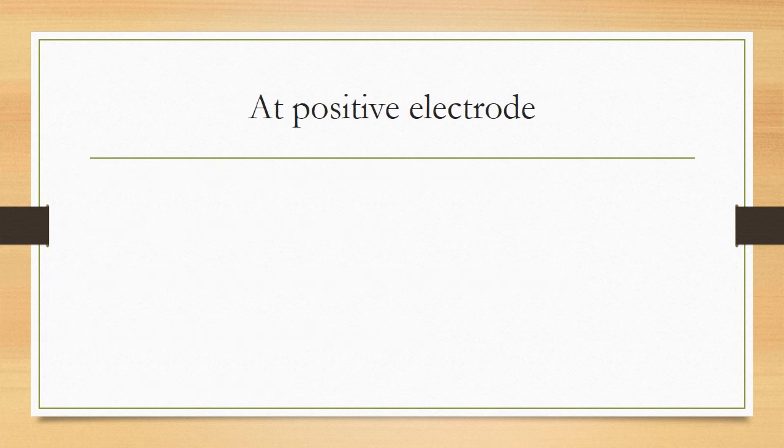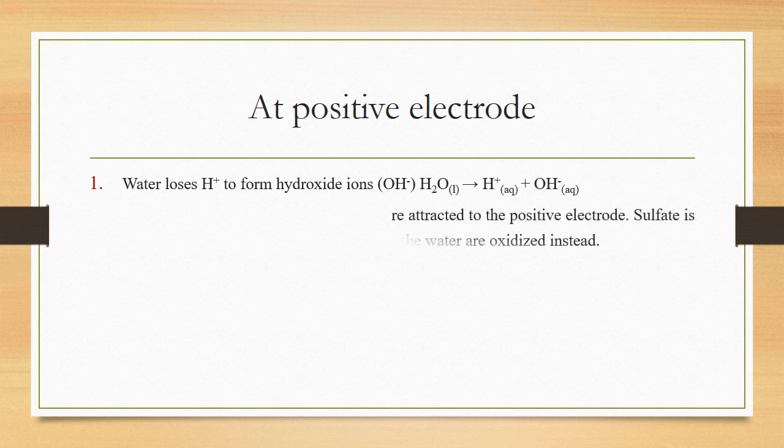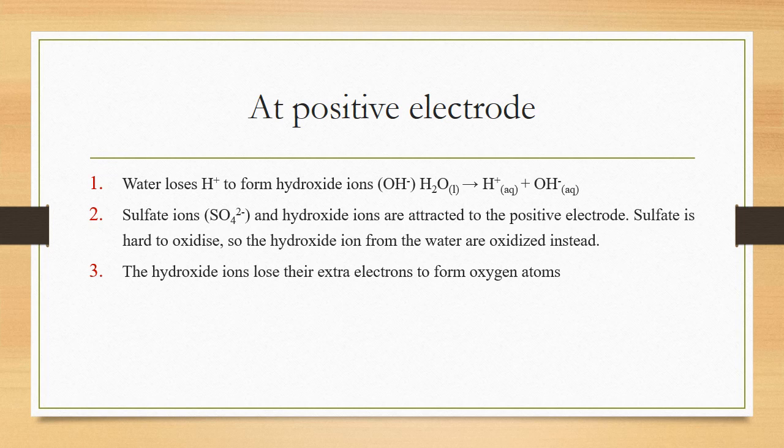So what's happening? Well, just like in the previous example, water is in equilibrium, so it's going to form protons and hydroxides. The sulfate ions and hydroxide ions are attracted to the positive electrode. So you've got these 2 different negatively charged ions in solution. The sulfate, however, is harder to oxidize, so the hydroxide ion formed from the water is oxidized instead.